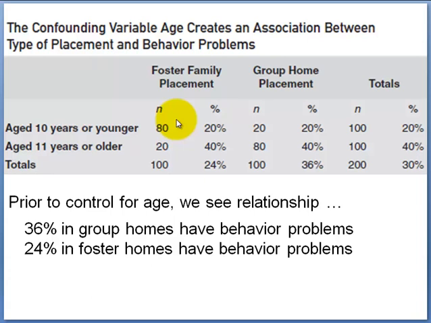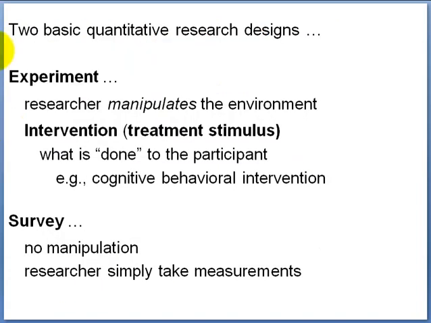The next chapter is going to expand on confounding variables and how they affect relationships. So the purpose of this table and discussion here is to give you the big picture. I want to acquaint you with the two most basic quantitative research designs: the experiment and the survey.